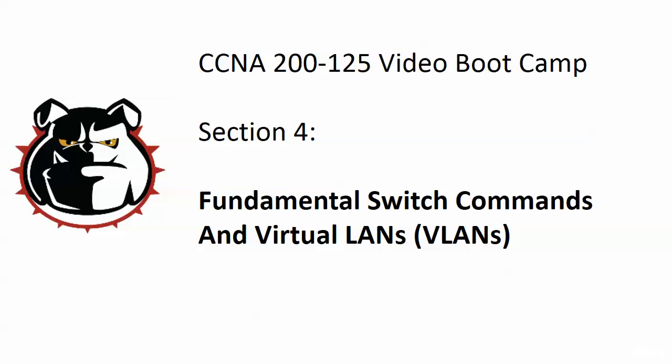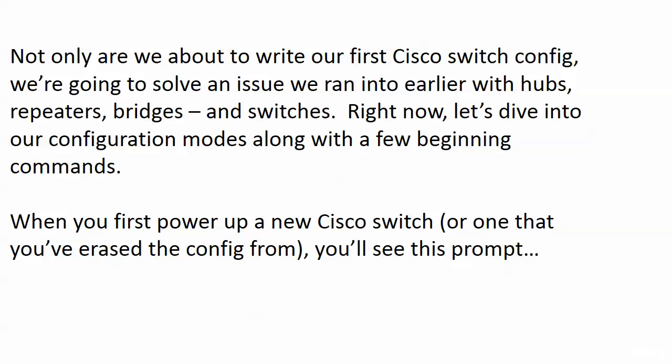It is time to start getting our hands dirty on the real thing here. We're going to start working with our Cisco lab switches, and we're going to practice some fundamental switch commands and also our configuration modes. I'm going to introduce you to those here as well. And then we're going to work with something called a virtual LAN that we've been talking about for quite a while, it seems now. But now we're going to configure them, see what they're all about, when we want them, when we might not want them, that kind of thing. And we're going to solve an issue that we ran into earlier with hubs, repeaters, bridges, and switches.